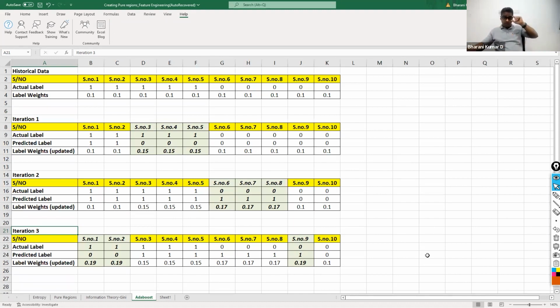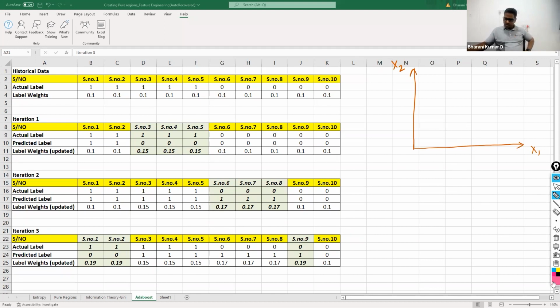Suppose you have 10 observations: 1, 2, 3, 4, 5, 6, 7, 8, 9, 10. Let me draw the diagram here for easy processing. Say you have two inputs, x1 and x2. Given these two inputs, say you have a two class problem. One is the pink class, another is the blue class, right?